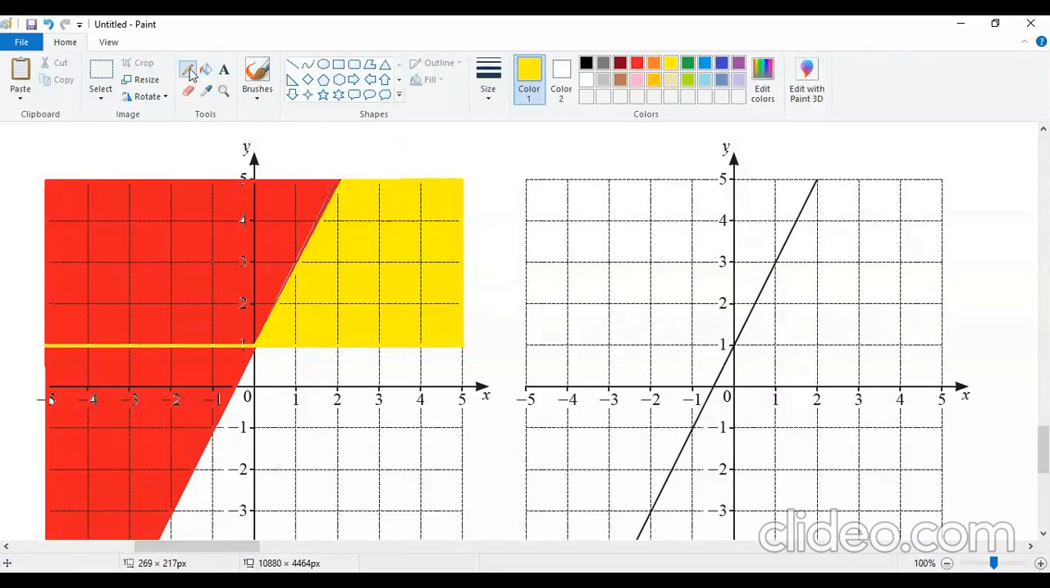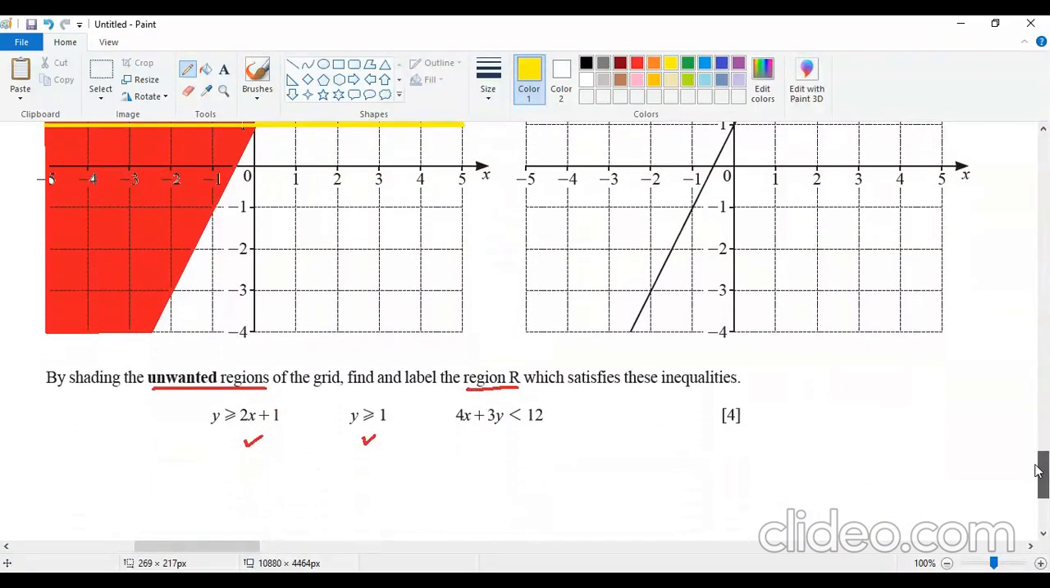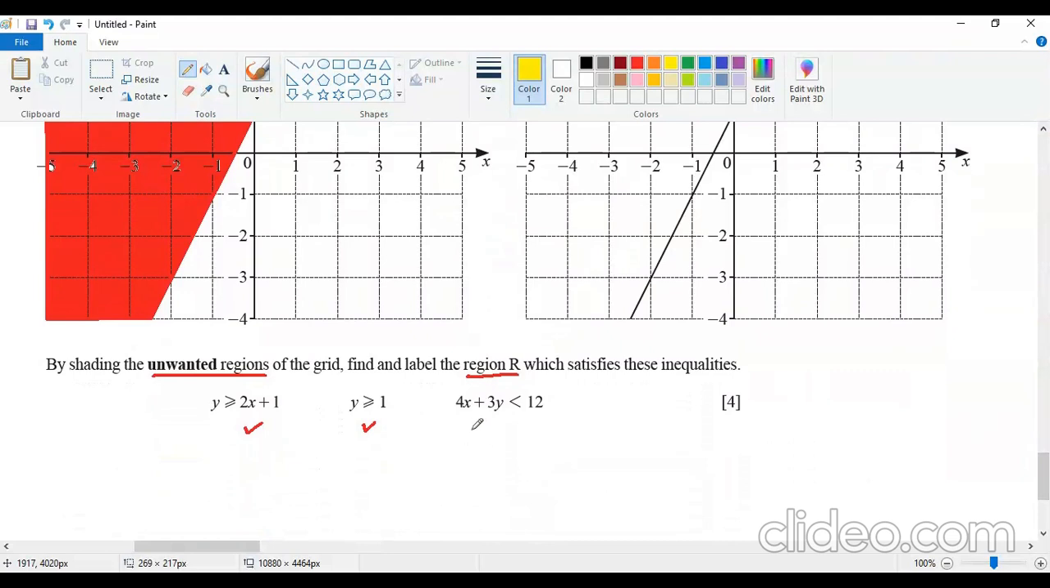Now comes the third part, the third equation, which is given as 4x plus 3y less than 12. And remember, the line that you draw for this one is going to be dotted, not a solid line. Okay, so we make y the subject: 3y less than minus 4x plus 12.